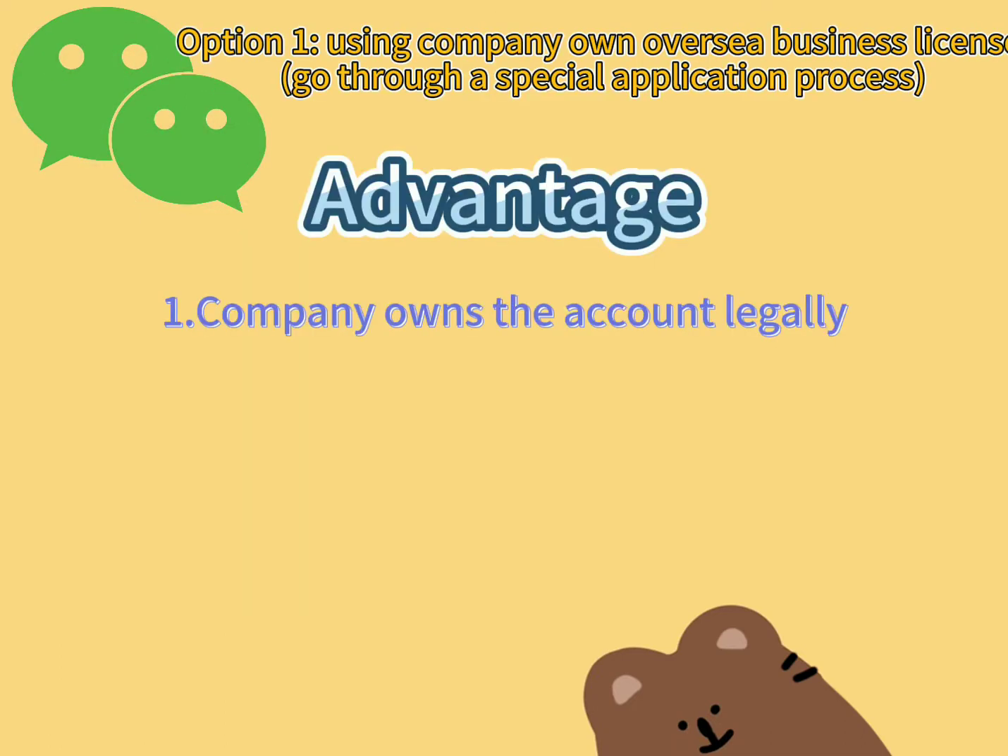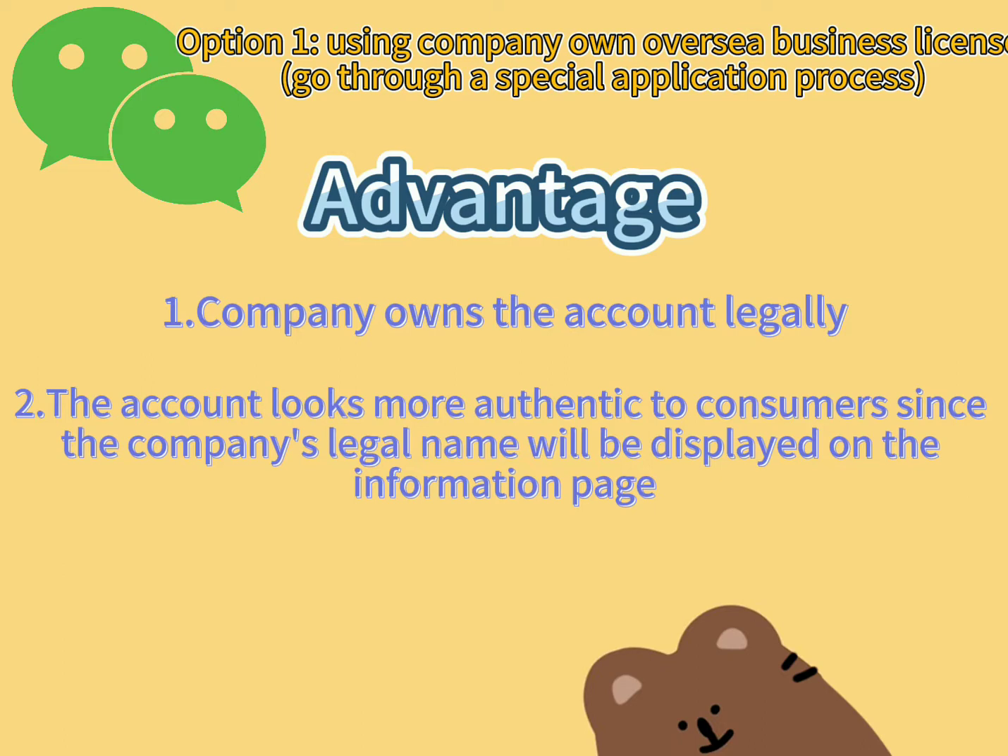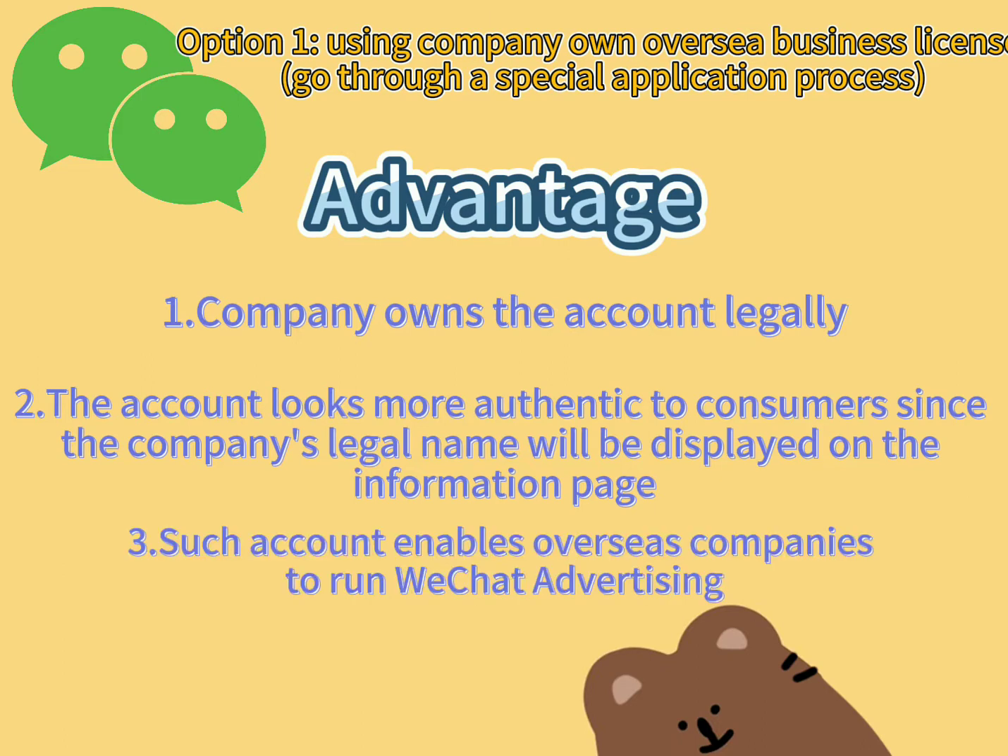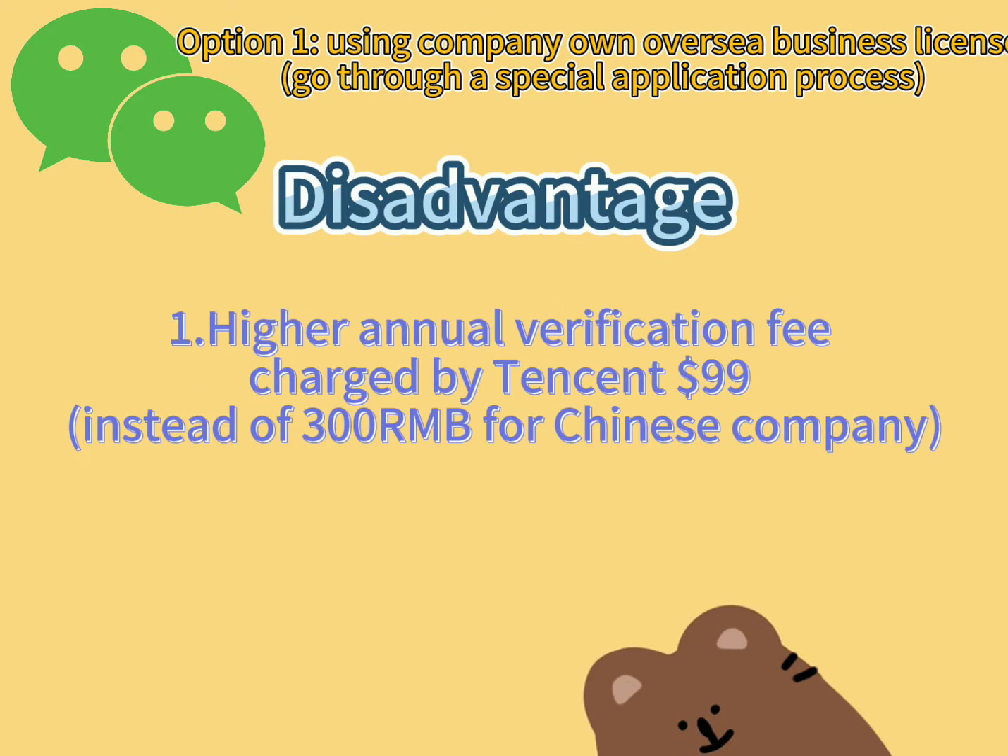The advantage of the first way is your company owns the account legally, and the account looks more authentic to consumers since the company's legal name will be displayed on the information page. The last one is such an account enables overseas companies to run WeChat advertising. The disadvantage of the first way is the annual verification fee charged by Tencent is $99, instead of 300 RMB for Chinese companies, and you need 2 to 4 weeks to set up.